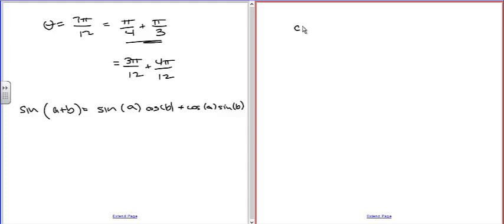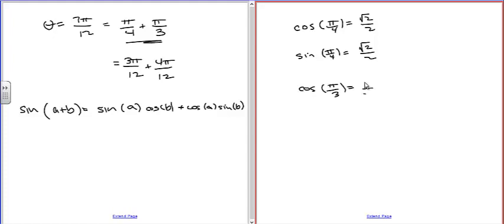So the cosine of pi over 4 is the square root of 2 over 2. The sine of pi over 4 is the square root of 2 over 2. They're the same thing. And pi over 3, the cosine of pi over 3, you can get these off the unit circle, is 1/2, and the sine of pi over 3 is equal to the square root of 3 over 2. So just look those off a unit circle, or you can plug them into your calculator.